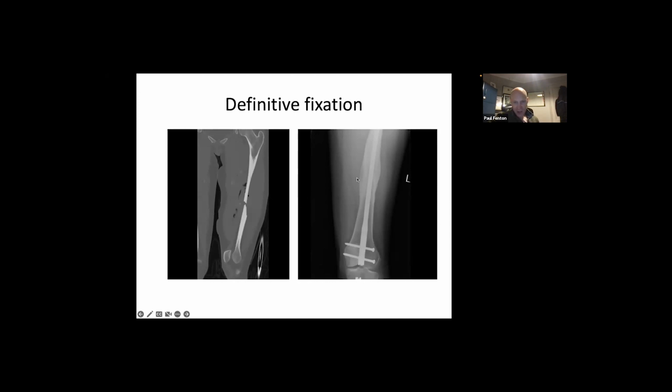The femur has really good soft tissue coverage. It's got big muscles all the way around it, so it rarely needs complex plastic surgical reconstruction. Most defects can be reconstructed with skin graft onto muscle.